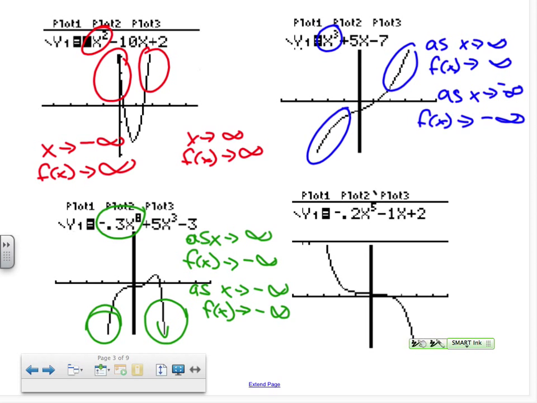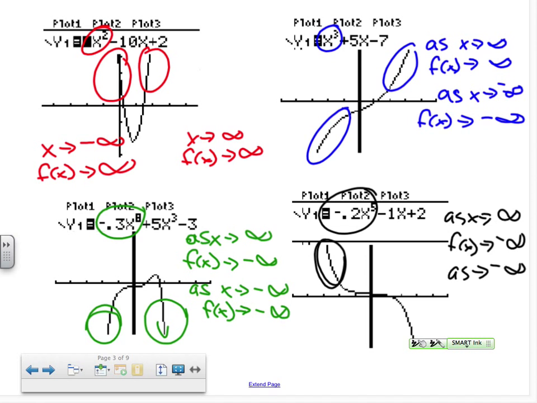This last one, our lead coefficient is right there. The right side is going down, so as x goes to infinity, f of x is going to negative infinity. I'm sorry, I said that wrong earlier. And our left side, as x is going to negative infinity, the smaller values of x, our function is going up, going to positive infinity. So take a look at those, look at the lead coefficients and see how it's related.